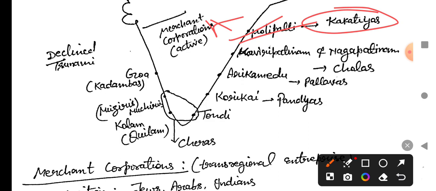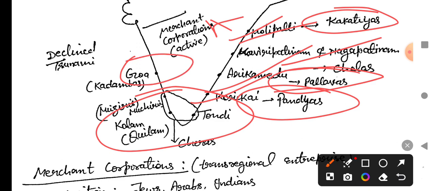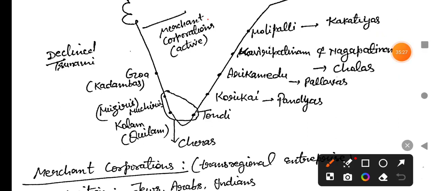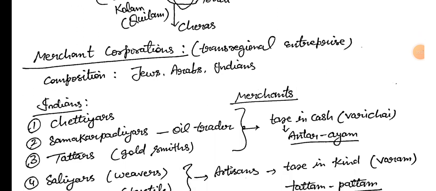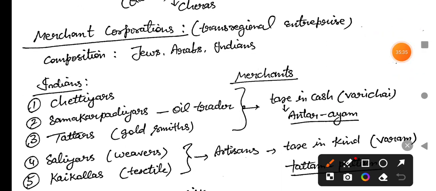Kaveripattinam and Nagapattinam were port cities of the Cholas, Arikamedu was under the Pallavas, and Korkai under the Pandyas. Tondi, Kollam, and Muziris were port cities of the Cheras, and Goa was under the Kadambas, which was destroyed by a tsunami. Merchant corporations were active in South India, but in North India they moved from urban centers to rural areas. So you need to remember this.